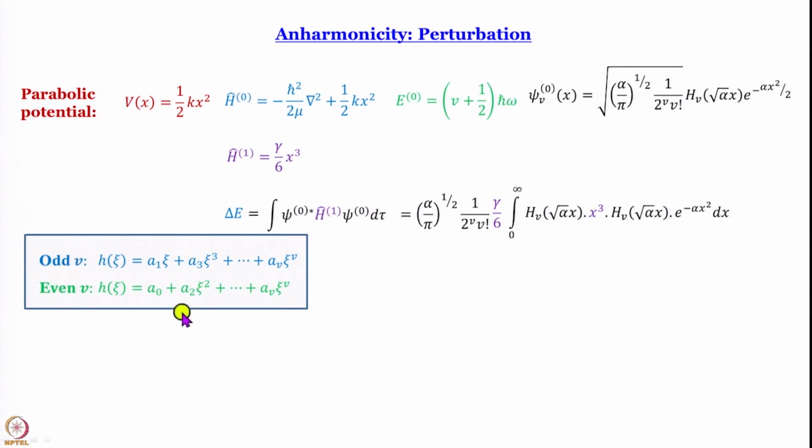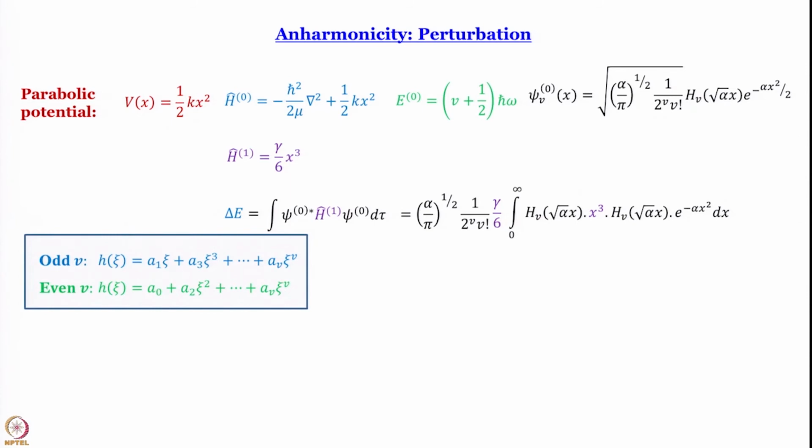Similarly, when V is even, only the even powers survive, A0 plus A2 xi square plus A4 xi to the power 4, so on and so forth. Last term is same, but do not forget here V is even. We know this. Let us see if it is possible to use the knowledge of what odd and even V's are to figure out at least whether delta E is going to be 0 or not. We keep doing that all the time in quantum mechanics, that is what we will do.